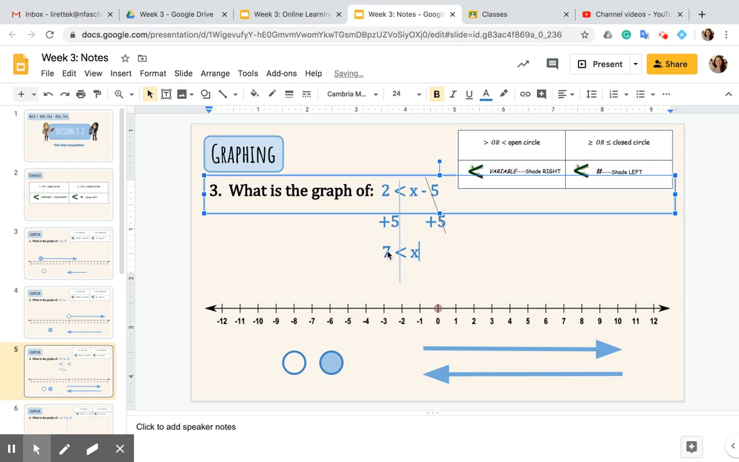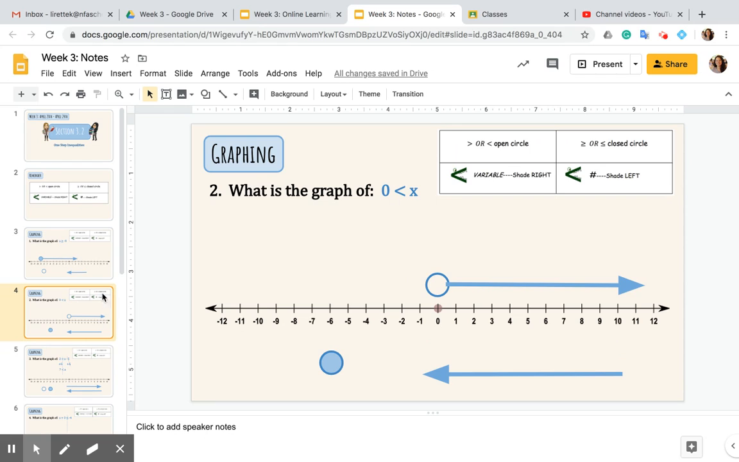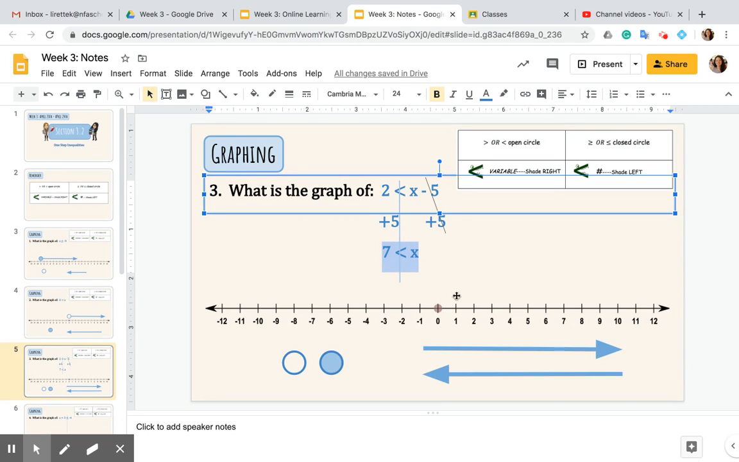Okay, now that I've got my variable alone, I can do like I did in problems 2 and 1 and graph this. But the important thing is you have to get to this step here first before you can graph it. I can't graph the original question. You can't graph the inequality and put the circle above the 2. You cannot graph the inequality and put the circle above the negative 5. This variable has got to be alone before you graph it.